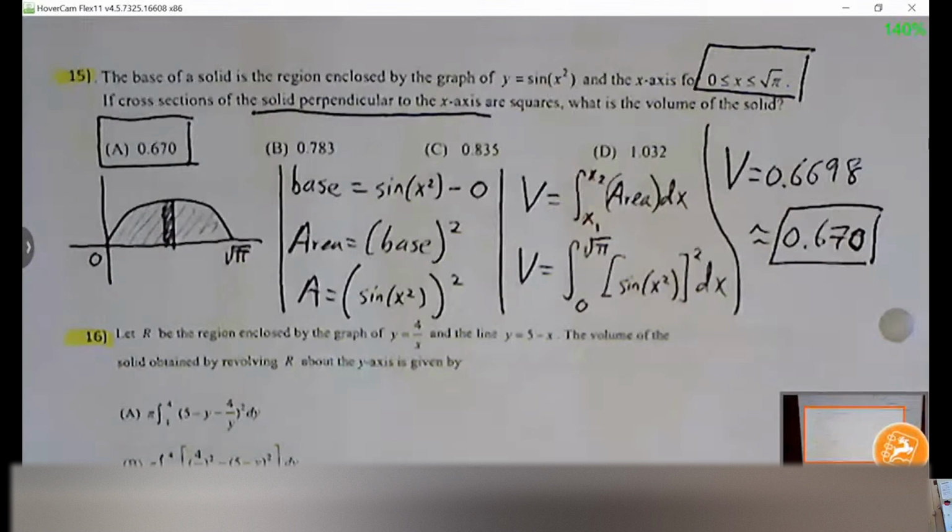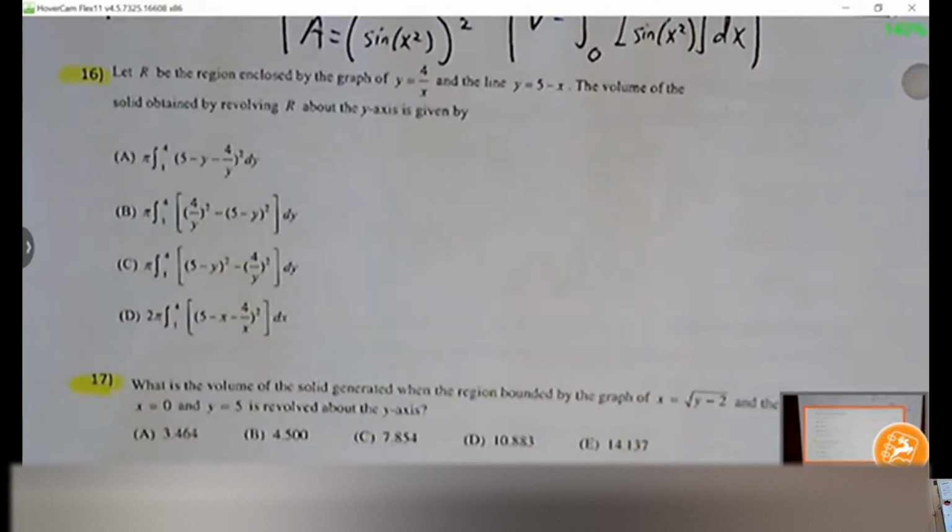Okay, any questions with cross-section? You guys can practice the similar problem or similar concept here with number 14. But we'll go down to 16. All right, here's 16.